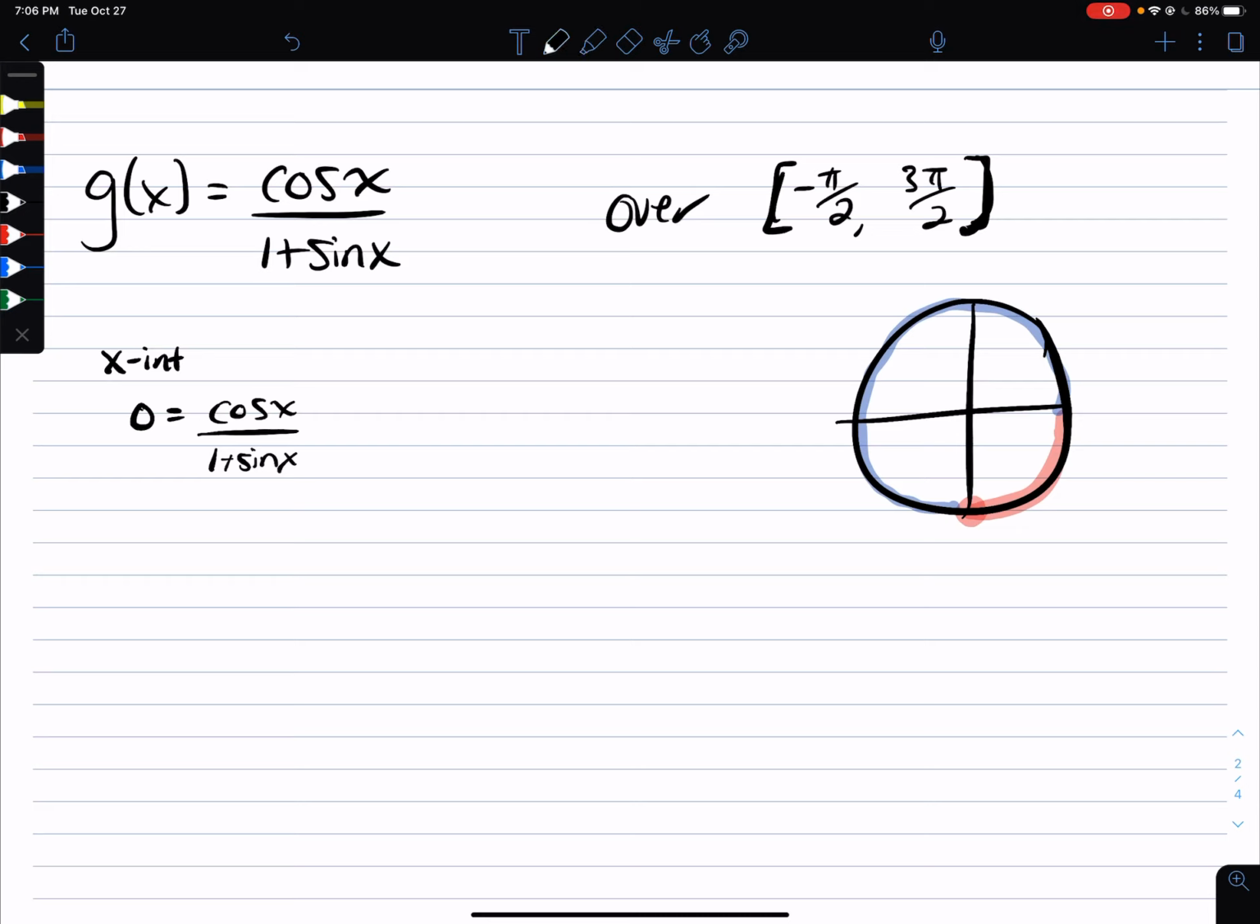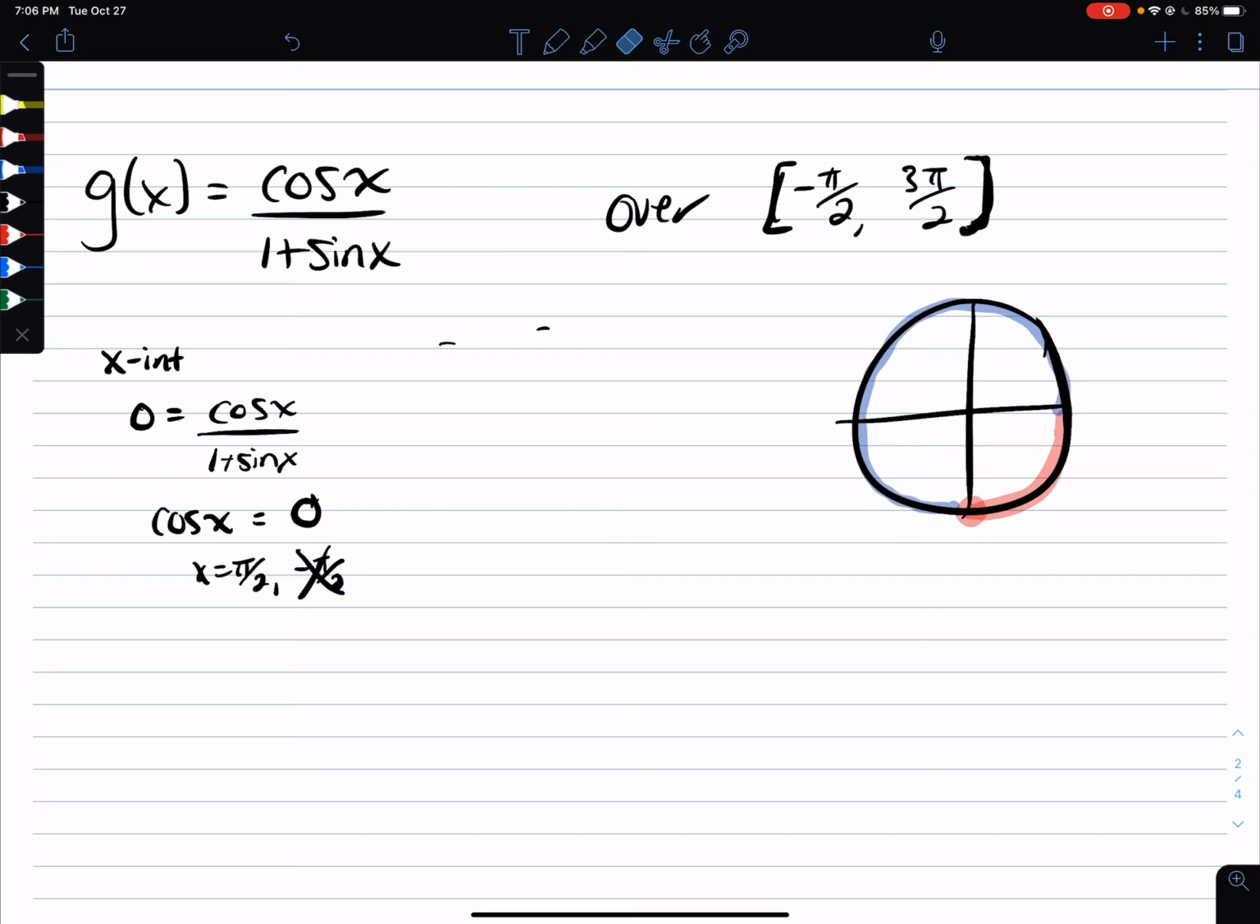So when is cosine of x going to be 0? Well, the cosine of x would be 0 at pi over 2 and negative pi over 2. Well, I should fix my notation: at x equals pi over 2 and negative pi over 2. But what happens at negative pi over 2, though? We should note that the denominator is undefined there, right? Because when we plug in the sine of negative pi over 2, the y value down here is just negative 1. So that does give us a denominator of 0.